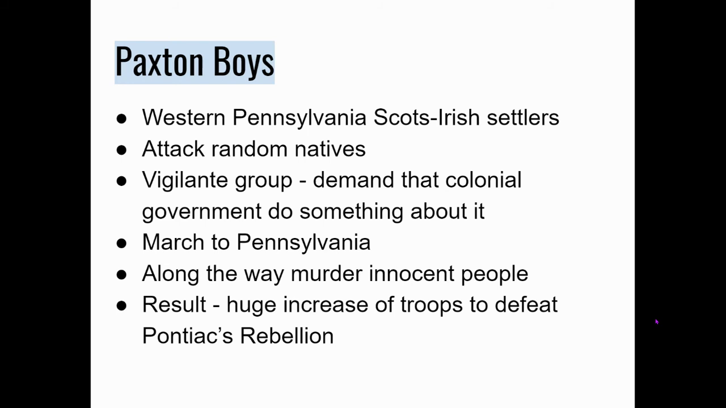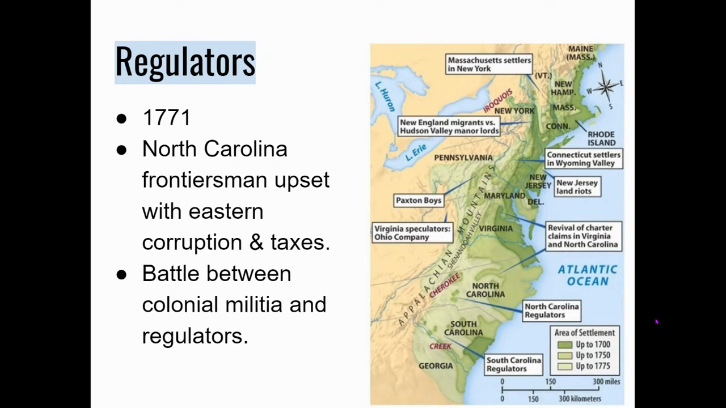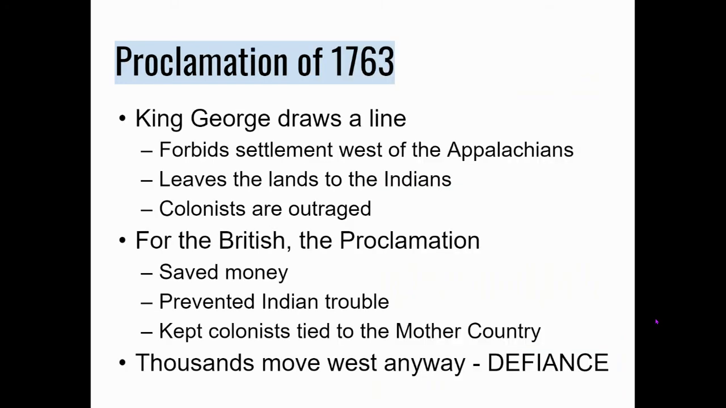So the result is that the British are going to send in a lot of troops, and it's going to help to defeat Pontiac's rebellion. So they are tied a little bit together. Next, we have the Regulators. In 1771, these are, again, frontiersmen that are in North Carolina. They're upset with Eastern corruption and the taxation and everything. So it's going to lead to a battle between the colonial militia and the Regulators, who will eventually lose. But again, it's a showing of this battle of the classes.